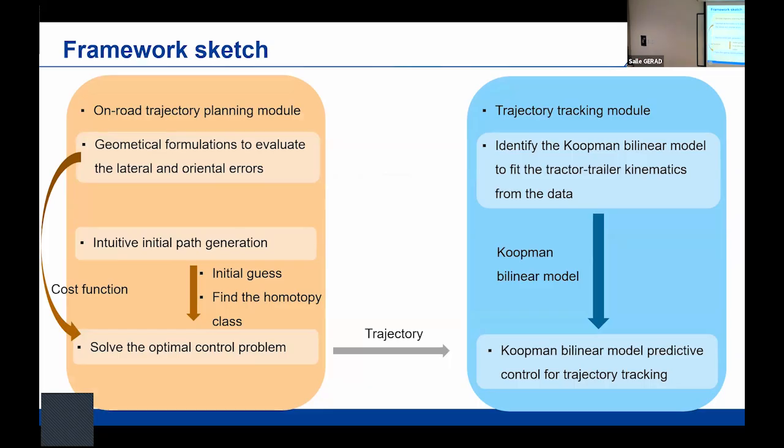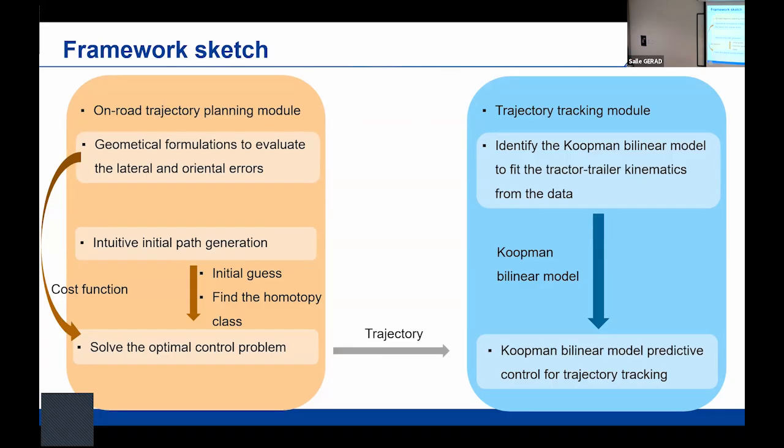So the framework is composed of two parts. One is the on-road trajectory planning module. It uses geometry formulations to evaluate the lateral and orientation errors, and models that in a cost function. Then you have an intuitive initial path generation, including an initial guess that finds the homotopy class, and we solve this optimization problem.